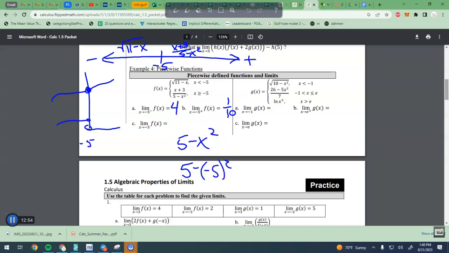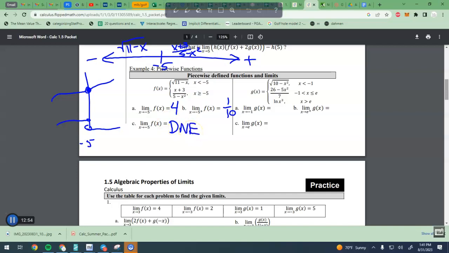That's how it would look. And you do exponents first. So what's negative 5 squared? 25. What's 5 minus 25? Negative 20. So we agree? Okay. And then, since these don't match, this does not exist.